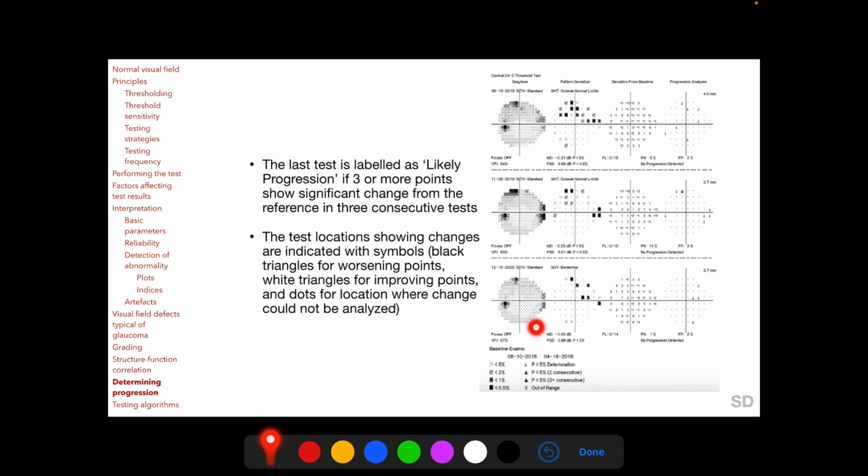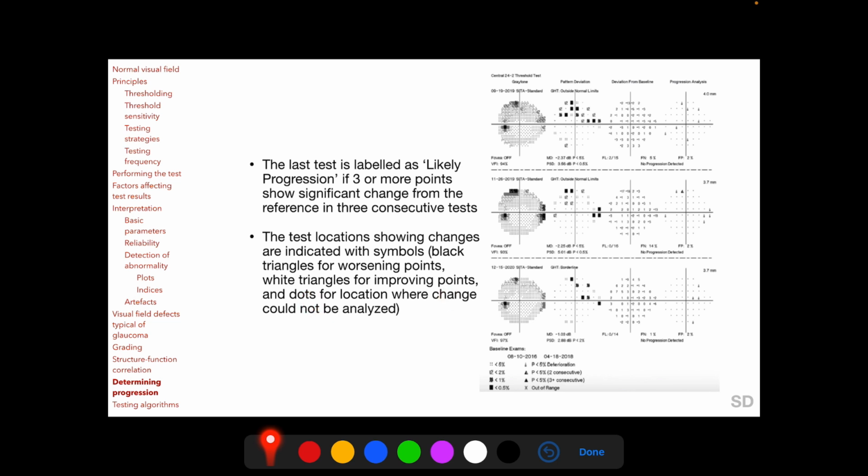In this report, GPA did not find any significant progression and so has reported no progression detected with each of the successive tests. And the test locations showing changes are indicated with symbols given in this key. Black triangles show worsening points, white triangles show improving points, and dots are used for locations where change could not be analyzed.